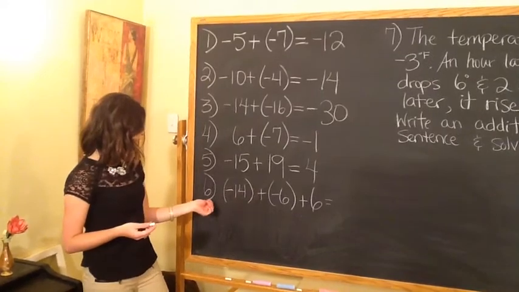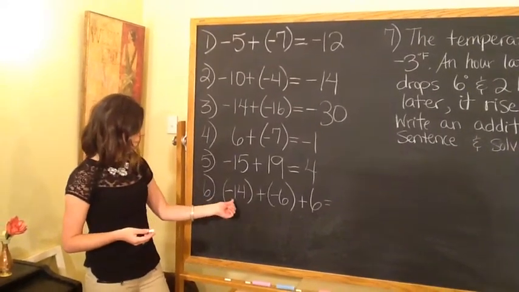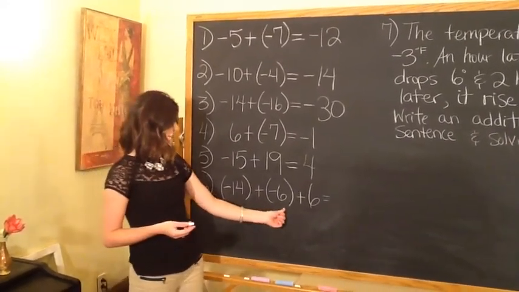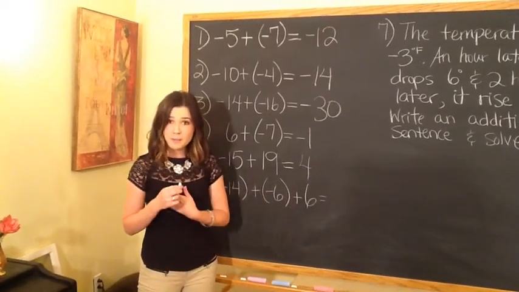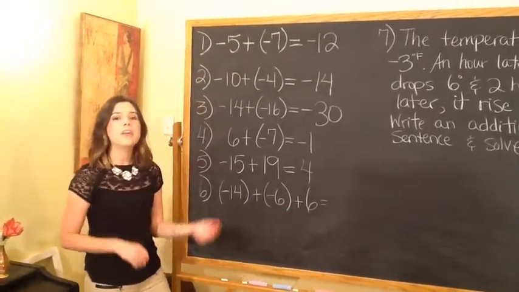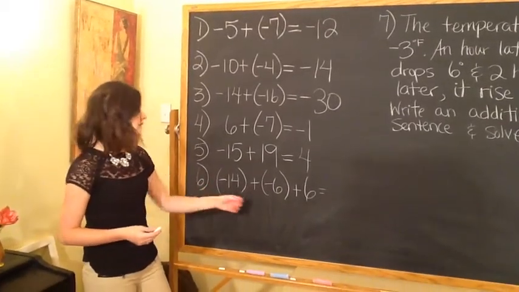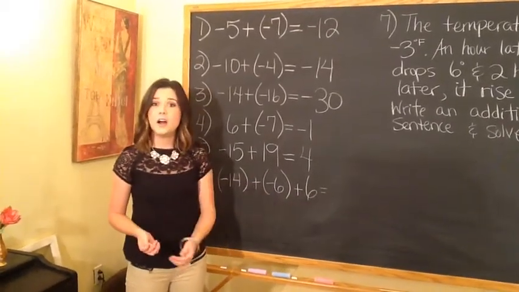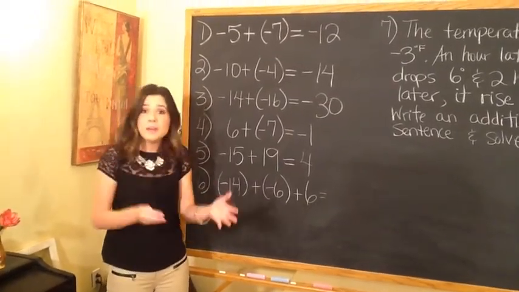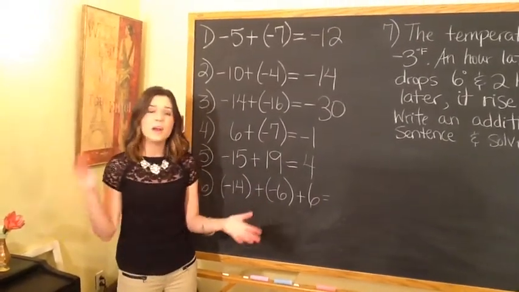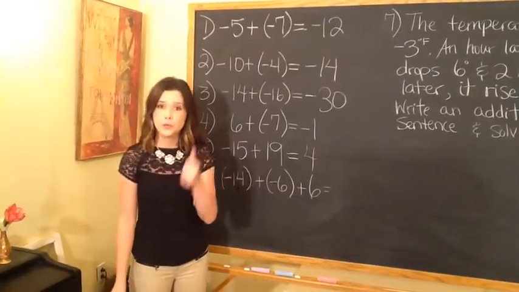All right, let's go ahead and look at number 6. We have negative 14 plus negative 6 plus 6. Okay, we have 3 different numbers now. So that means we're going to have to take it one at a time. Now, since adding is commutative and associative, we can group them any way we want. We can flip them around any way we want. As long as we add them all together, we're good.